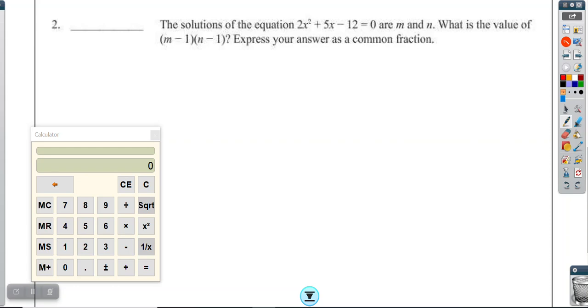The solutions to the equation are m and n. What is the value of n, m minus 1 times n minus 1? Express your answer as a common fraction. So this is what we've been working on in class. We need to find the x-intercepts, and because the x-intercepts are the solution to a quadratic problem, to do that we have got to factor.